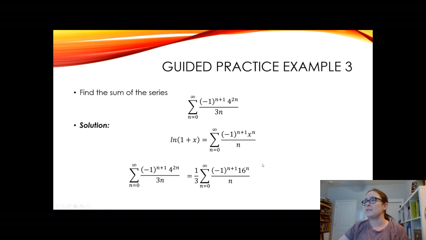And now it looks just like the natural log of 1 plus x, only I have a 16 where the x is, which means that my series would be equal to 1/3 times the natural log of 1 plus 16, because that's what the x is here. So I get 1/3 natural log of 17. I was able to, using this, take an infinite series and find a finite value for it. So pretty cool.